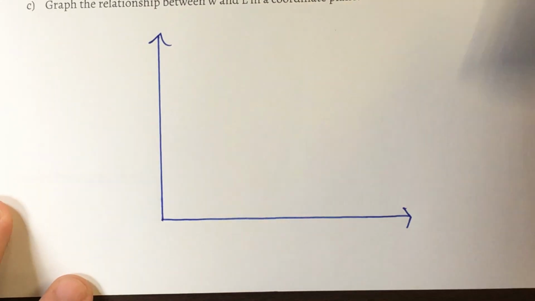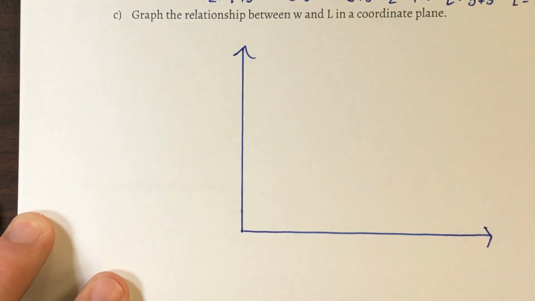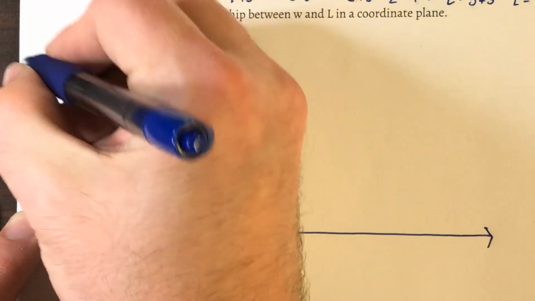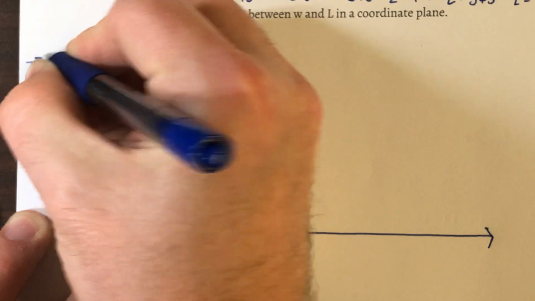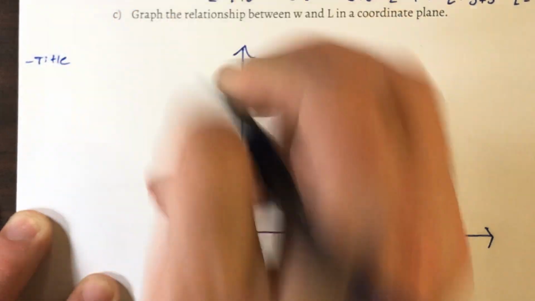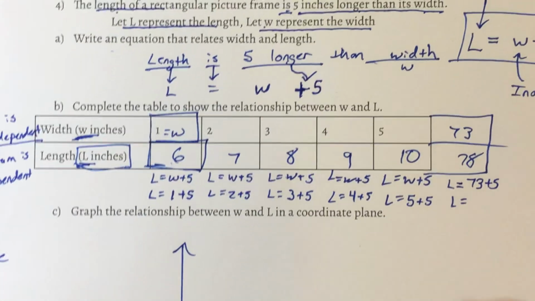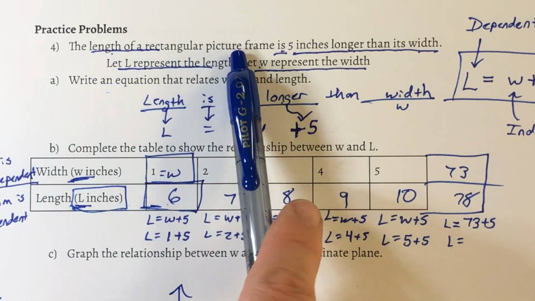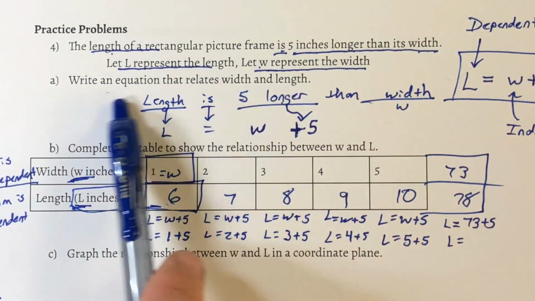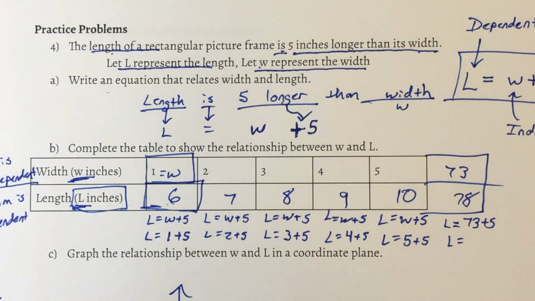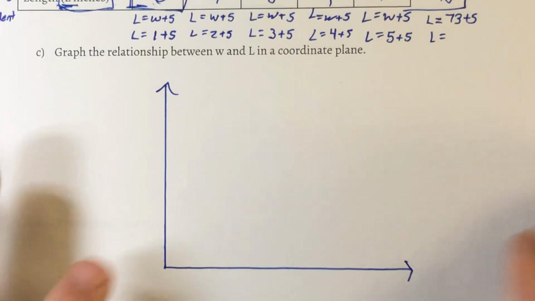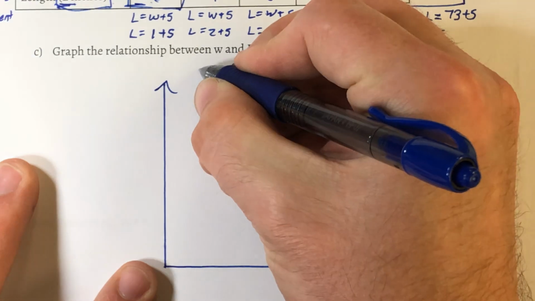All right, there are 6 parts to good graphs. Well, in general, sometimes more is needed. First, we're going to start with title. So what is this about? Let's review. Length of the rectangular picture frame is 5 inches longer than the width. We're writing an equation that relates the width and length. So essentially, this is about the length and width of picture frames.